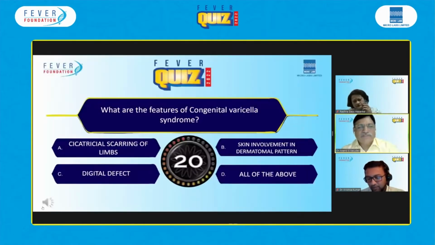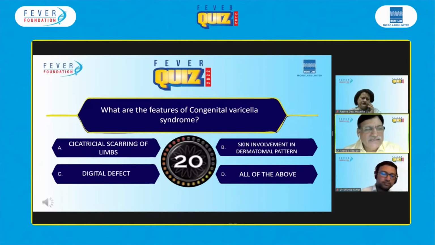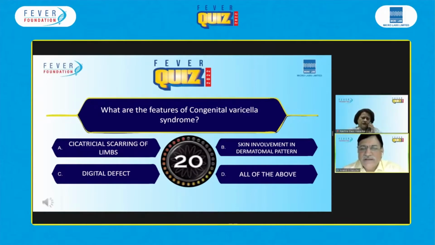Here comes question 7 for you. The question is, what are the features of congenital varicella syndrome? The answers are A, cicatricial scarring of the limbs. Answer B, skin involvement in dermatomal pattern. The answer C is digital defect, and answer D, all of the above. And your time starts now.